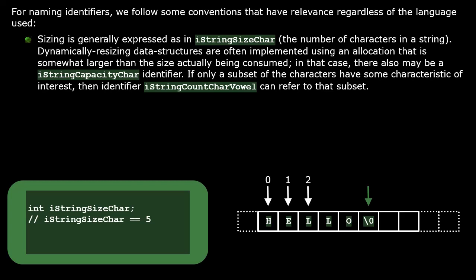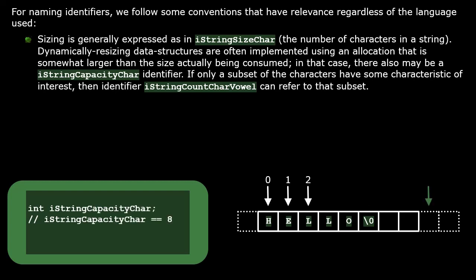When reasoning about the size of things, we often have composition. For example, a string is composed of many characters. When writing an identifier, before the word size, we write the thing that is being measured. In this case, it's a string. After the word size, we write those pieces that are being counted. In this case, the characters.